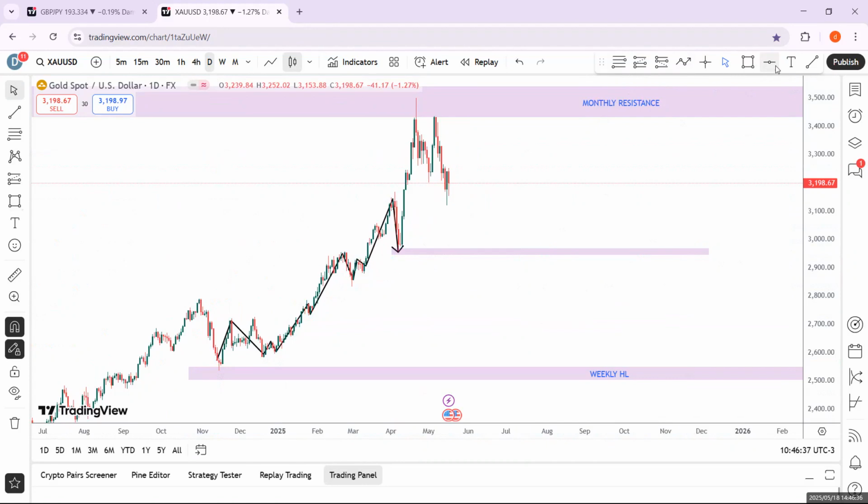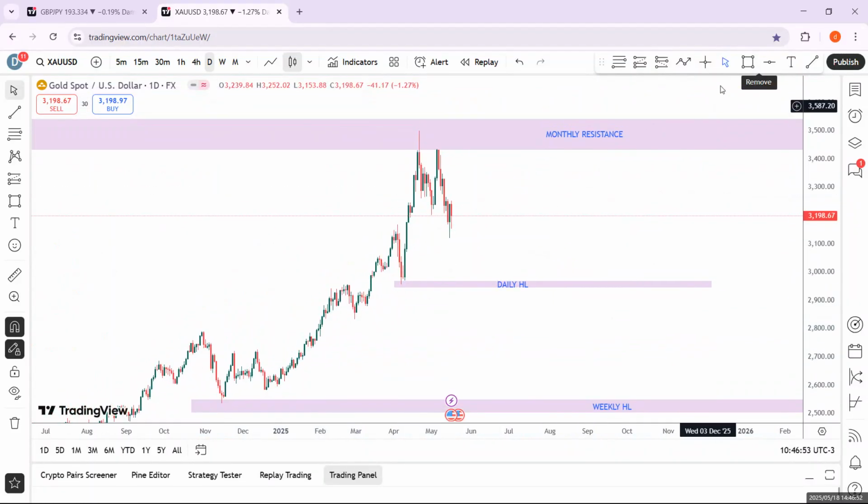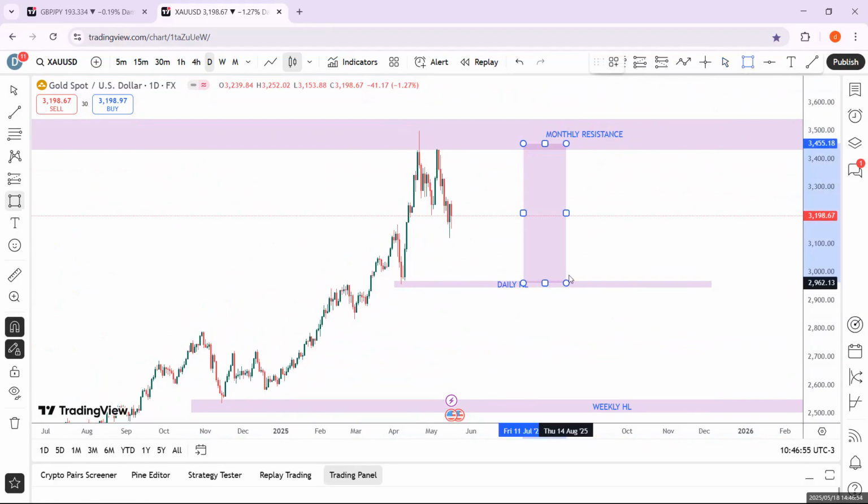So what are we going to do? We are now going to take this level here as daily HL. And our job will be looking for an opportunity between this daily HL and this monthly resistance point. So now that we've put all these structure circles behind us, let's look for a trade entry opportunity within this window here.